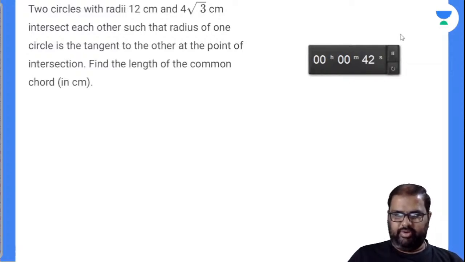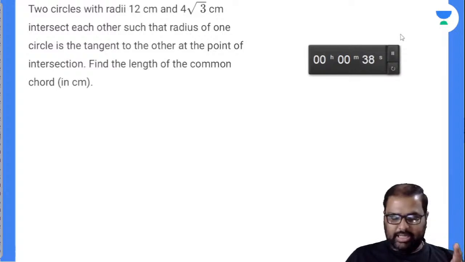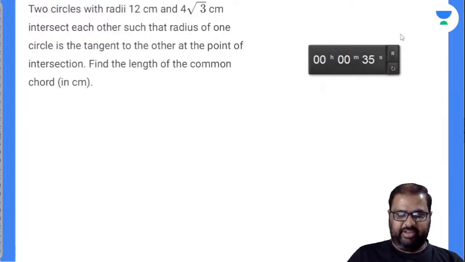Forty-four, 43, 42. The answer for this. If you can draw the diagram, you can answer this question fatafat and very easily.